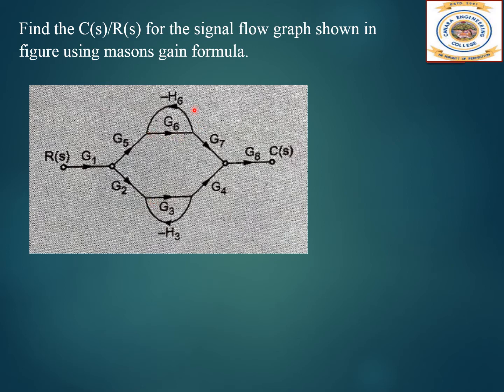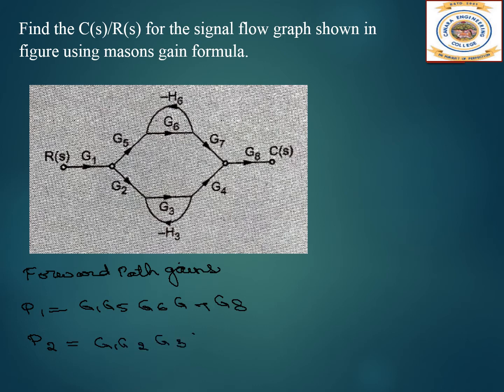Loop cases are G6 minus H6 and G3 minus S3. So we have two loops and two forward paths. Let us write the forward path gains and the loop gains here. P1 is G1, G5, G6, G7, G8, and P2, the second forward path, is G1, G2, G3, G4 and G8.